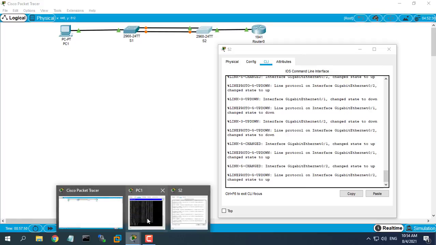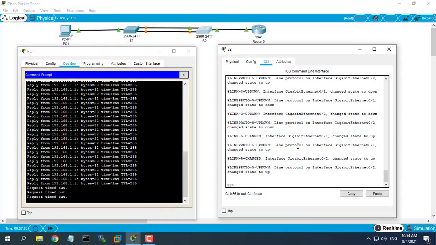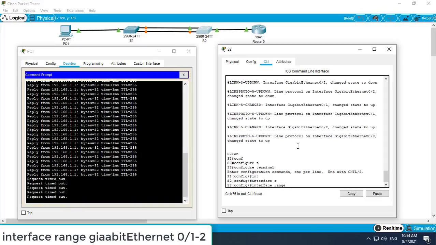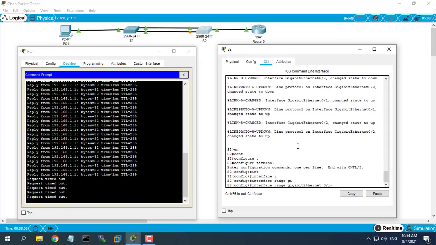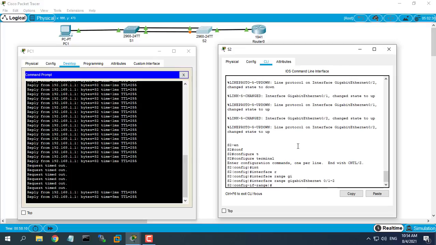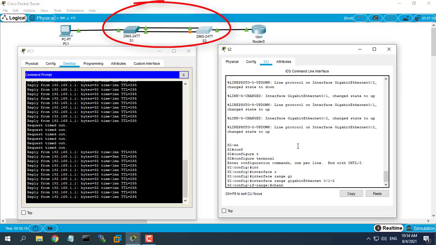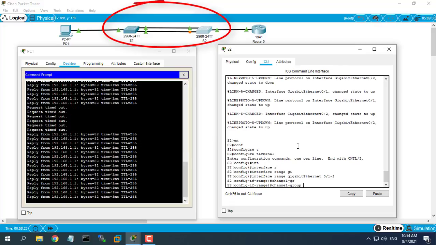Configuration commands on switch S2. You pay attention to observe the state of the physical links.